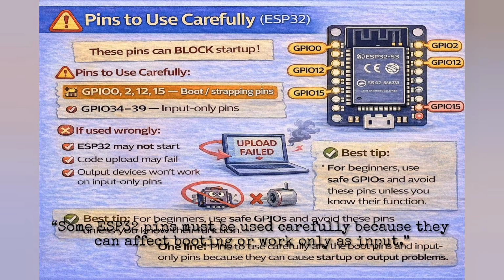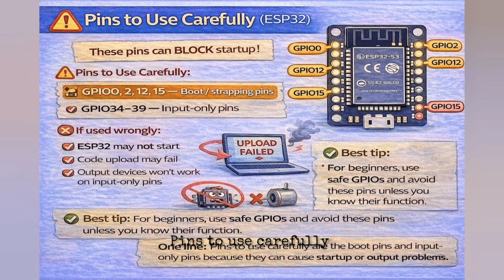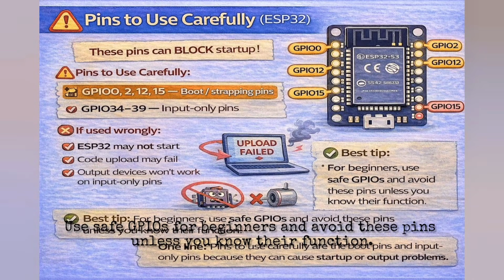Some ESP32 pins must be used carefully because they can affect booting or work only as input. Pins to use carefully: GPIO 0, 2, 12, 15 bootstrapping pins. GPIO 34, 39 input-only pins. If used wrongly, ESP32 may not start. Code upload may fail. Output devices won't work on input-only pins. Best tip: use safe GPIOs for beginners and avoid these pins unless you know their function.